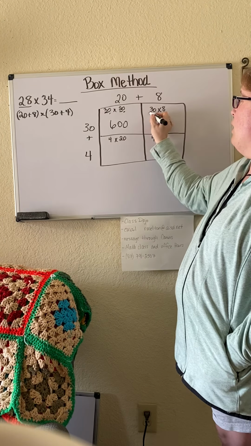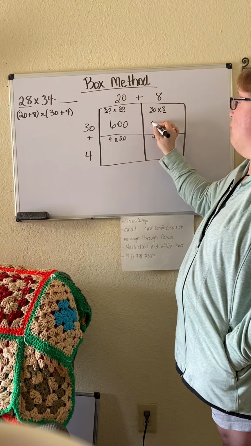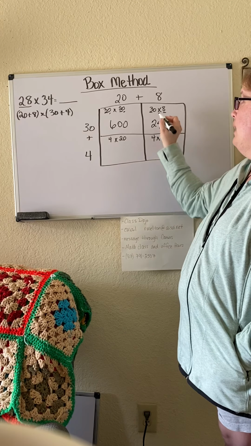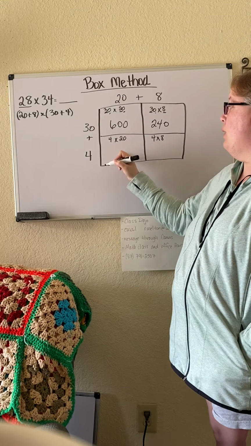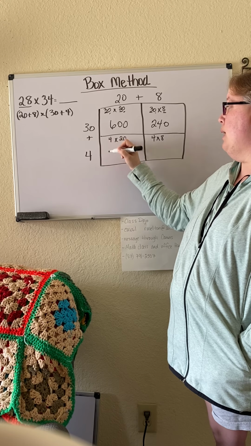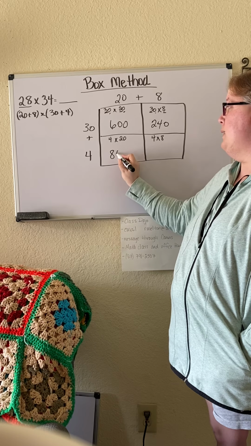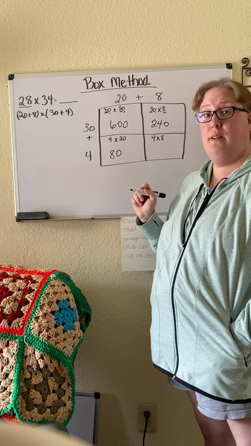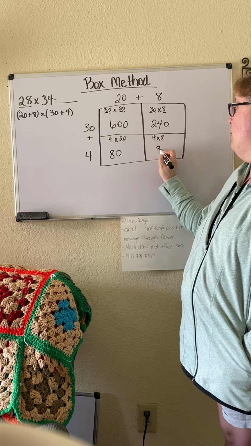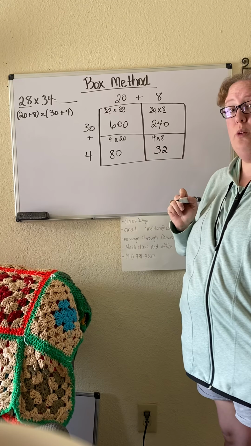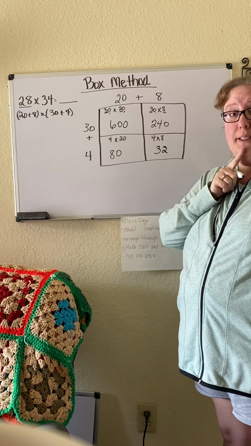Over here, 3 times 8 is 24, and there's 1 zero. Down here, 4 times 2 is 8, and 1 zero, so 4 times 20 is 80. And then 4 times 8 is 32. Okay, so now I have all 4 of the partial products that I need.